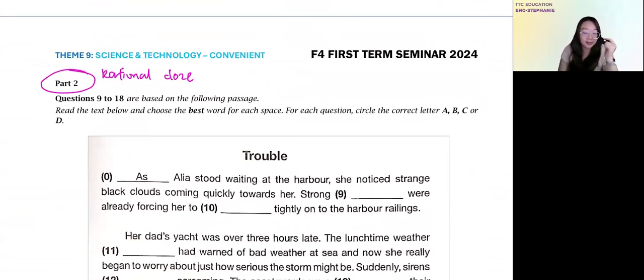This one I cannot teach you a lot because it's all grammar knowledge. So you need to read more, study more, practice more, encounter more, listen to more podcasts or things like that. Expose yourself more to correct grammar-related materials, and only you know how to do it. But of course, definitely grammar and vocabulary. Here you will need to read and choose the best word and circle the correct letter. That's all for rational clause.